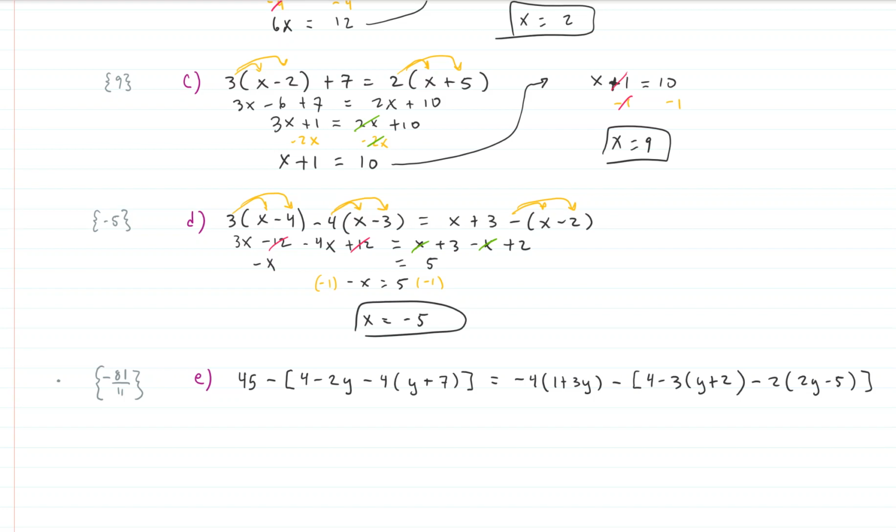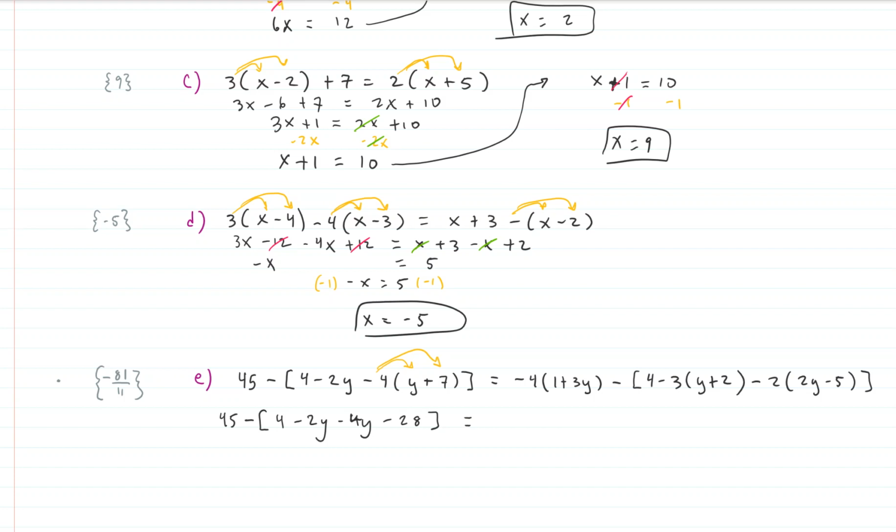Well, let's start with some simplification. Inside the brackets, on the left, the 4 needs to be multiplied by the y and by the 7. Let's just take this one at a time. So we have 45 minus bracket 4 minus 2y minus 4 and y give us negative 4y. And negative 4 and 7 give us negative 28. Nice.